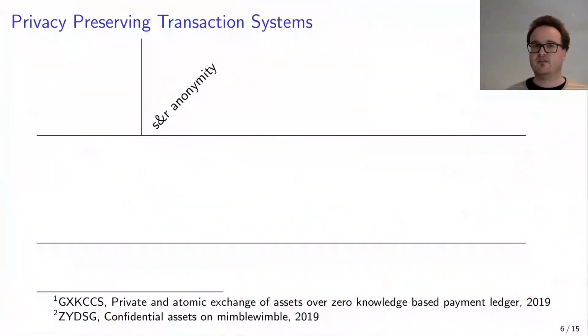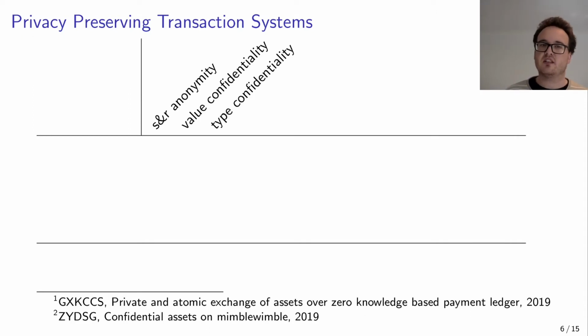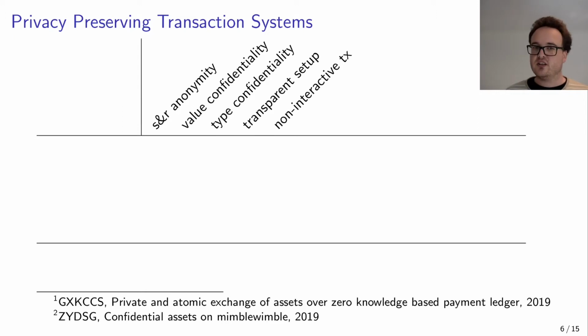So if we look at recent work, we want to evaluate it with different properties. As explained before, we need sender and receiver anonymity, we want value confidentiality, we want type confidentiality, we want a transparent setup, non-interactive transactions, and atomic swaps, which only make sense if we have type confidentiality. And then we show how they achieve it with some high-level building blocks.